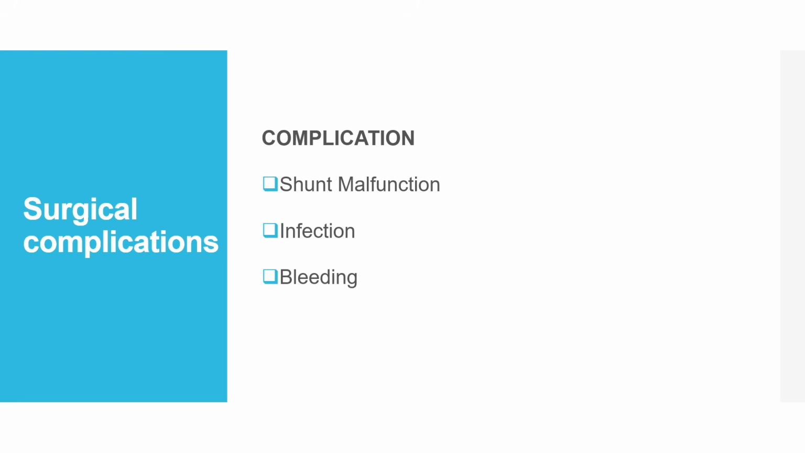Among the surgical complications of all the shunts, one of the main and most common is shunt malfunction. There are recurrent admissions of patients due to obstruction of the shunt, so we have to re-explore and put in another shunt for proper draining of the CSF. Infection and bleeding are also complications.